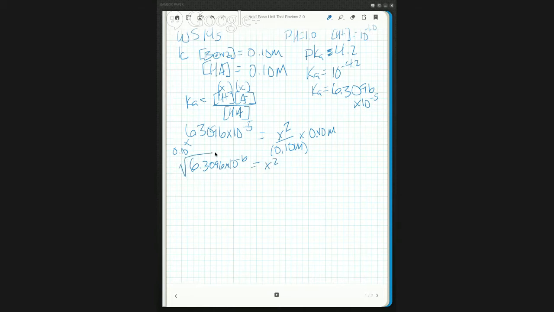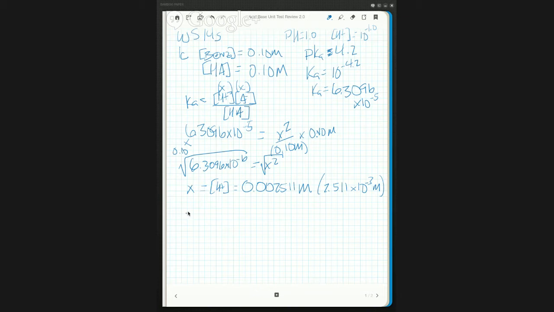6.3096 times 10 to the negative 6, because of course it's 1/10, is equal to X squared. So now we need to take the square root of both sides. And then X is equal to, and we said up here, it's the H plus concentration. H plus is equal to the square root of that. I get 0.002511 molar, which is the same thing as 2.511 times 10 to the negative third molar.